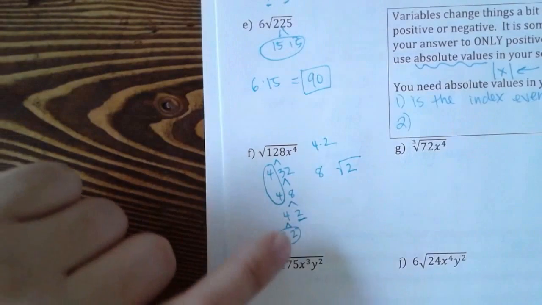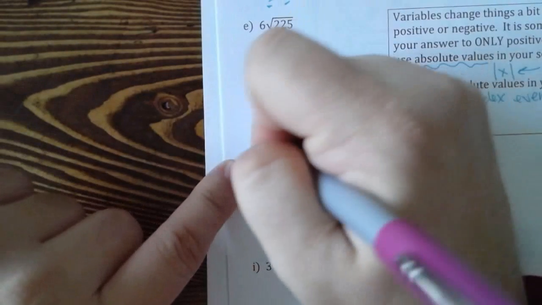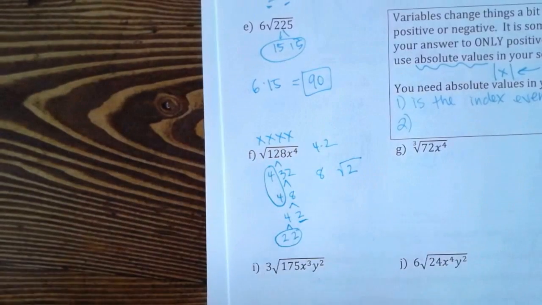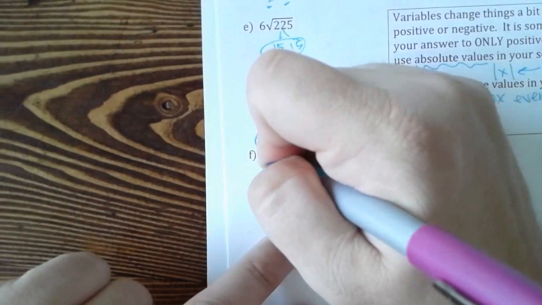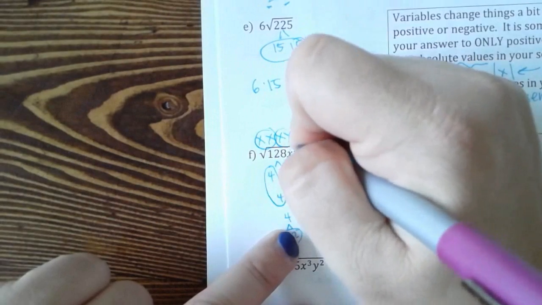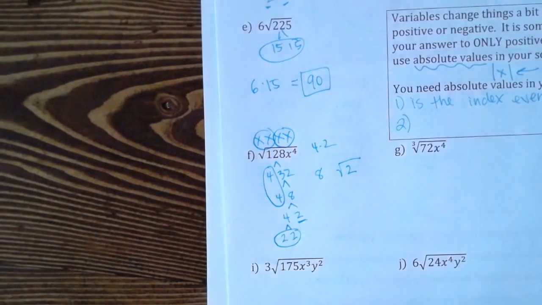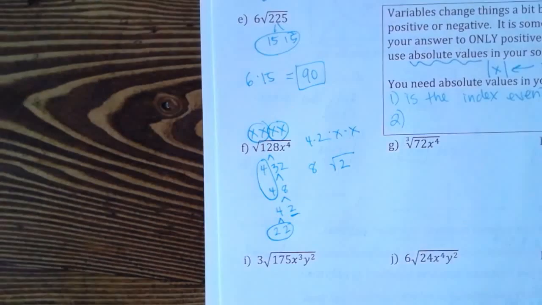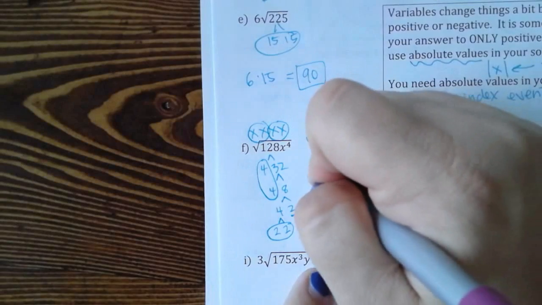Okay, let's look at the variable really quick. I've got 4 x's, right? I'm looking for groups of 2. I have a group of 2 here, a group of 2 here. So all of my x's come out. Going to come out as an x times an x. Now what is x times x? X times x is x squared.